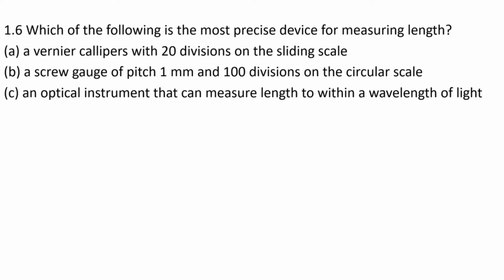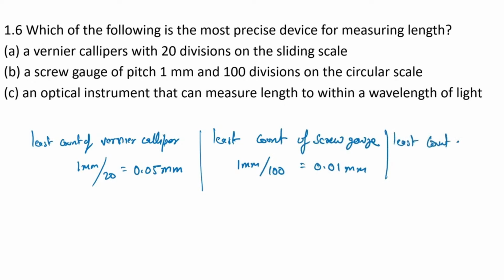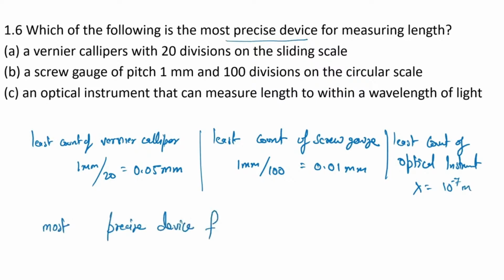We have a vernier caliper. Let's say the main scale reading of the vernier caliper would be least 1 mm, so the least count would be 0.05 mm for the vernier caliper. Now the least count for the screw gauge would be equal to 0.01 mm, and the least count of the optical instrument would be the wavelength of light, which would be comparable to 10 raised to the power minus 7 meters. So the most precise device for measuring the length would be the optical instrument, because it can measure the smallest length among all these three devices.